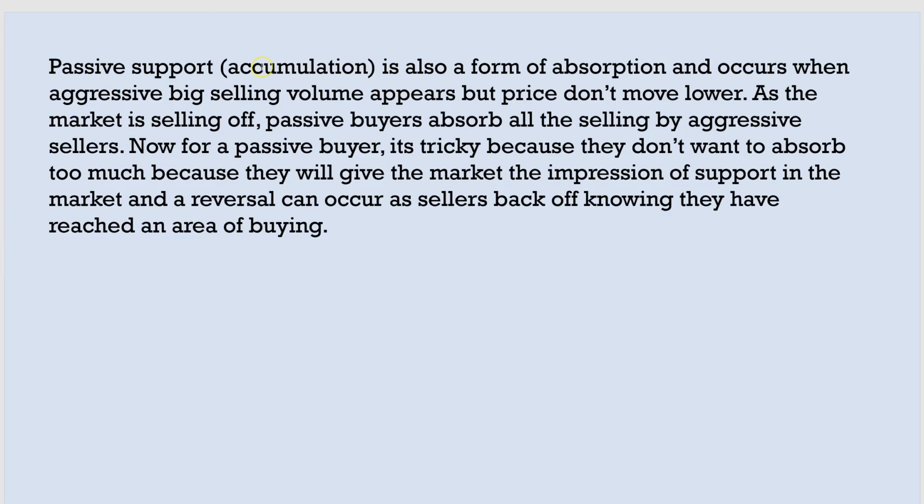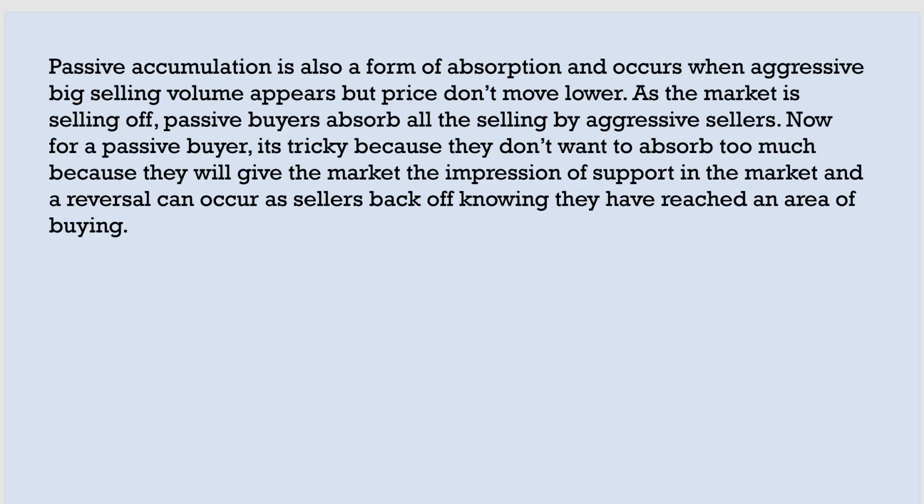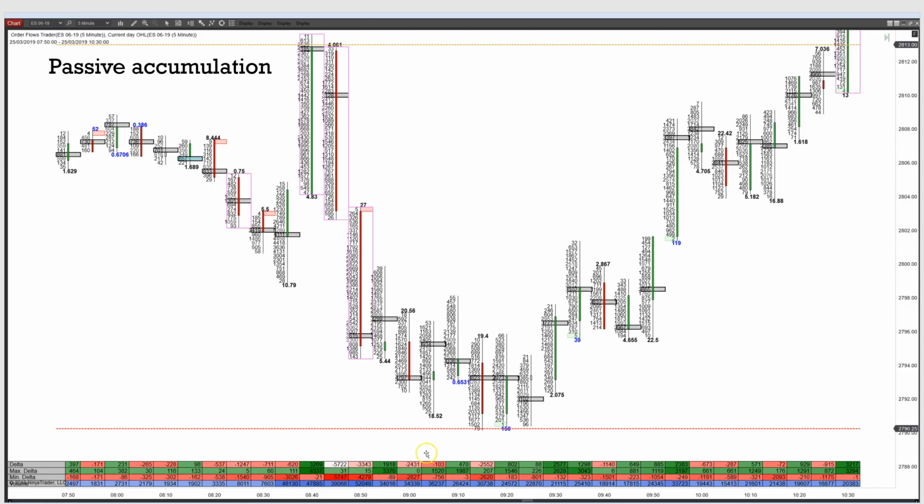Okay, so passive accumulation is a form of absorption and occurs when aggressive big selling volume appears, but price doesn't move lower. As the market is selling off, passive buyers absorb all the selling by the aggressive sellers. Now for a passive buyer, it's tricky because you don't want to absorb too much, because then you give the market the impression of support, right? And the reversal is going to occur as sellers back off, knowing they have reached an area of buying. So you can see it down in here.